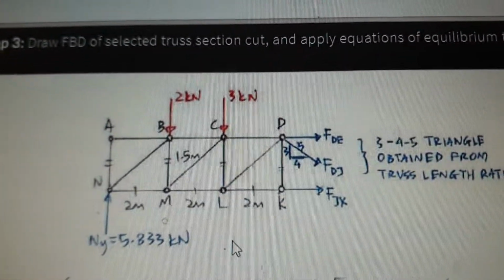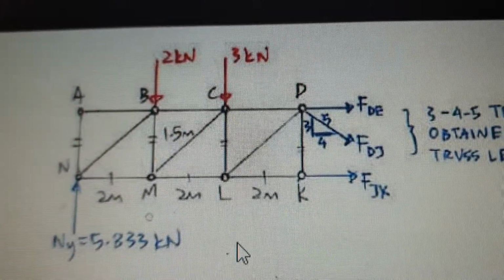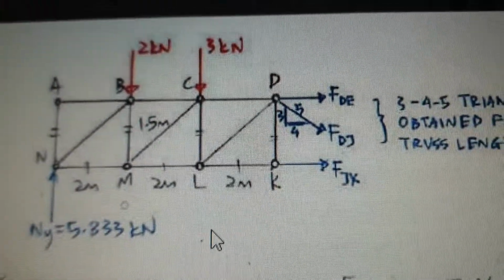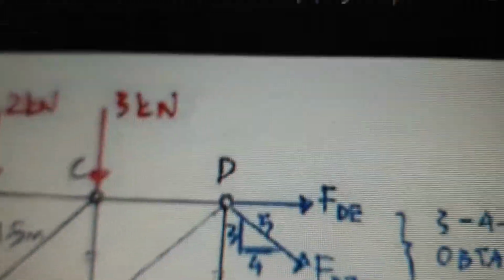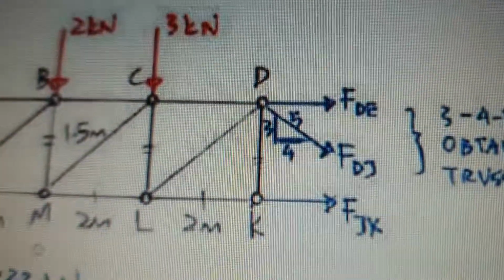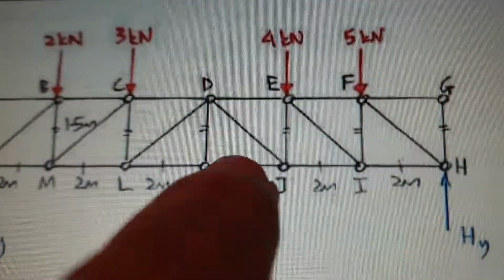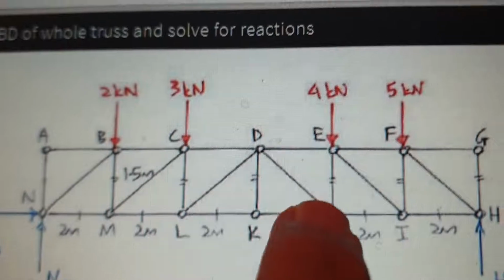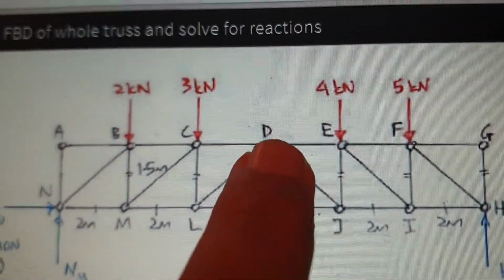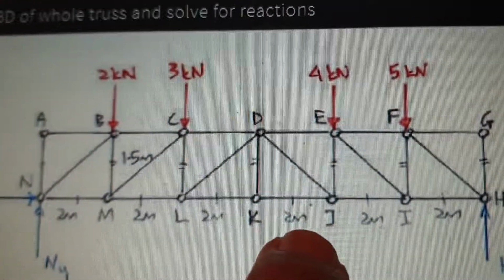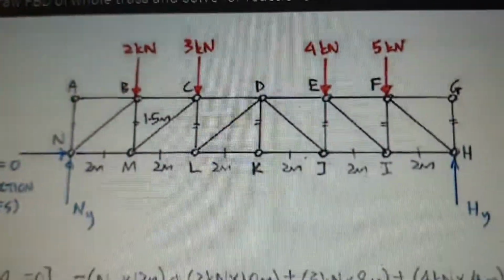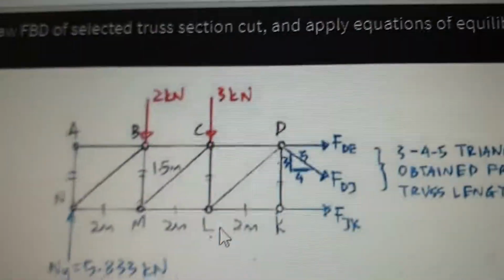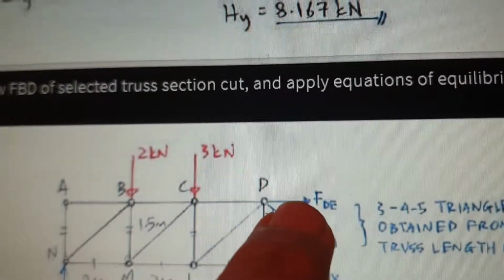Now we want to find FDG. By the way, you need to find the angle, 3, 4, and 5. Let's see. DG is 2 and it is 1.5. Again, 2 and 1.5 is equivalent to 4 and 3, 5. So 4, 3, and 5. See, 4, 3, and 5.